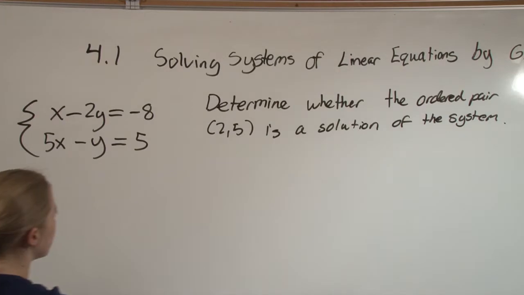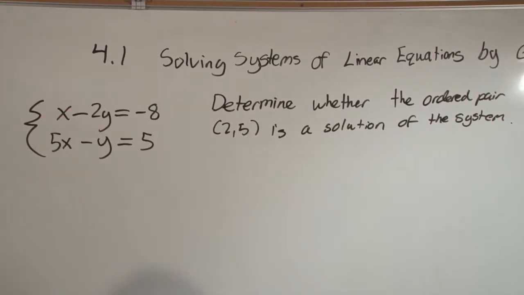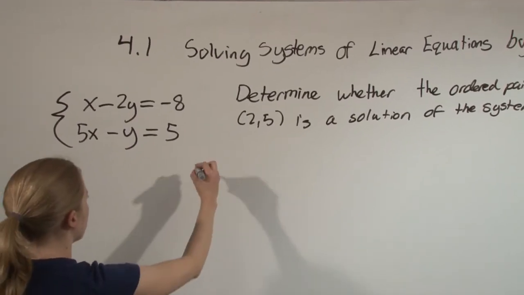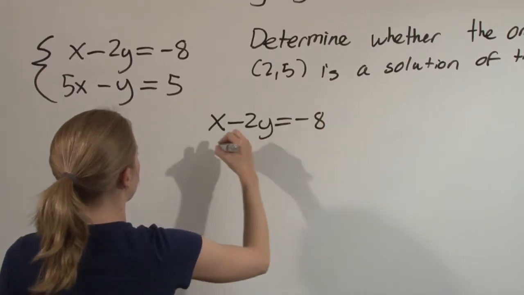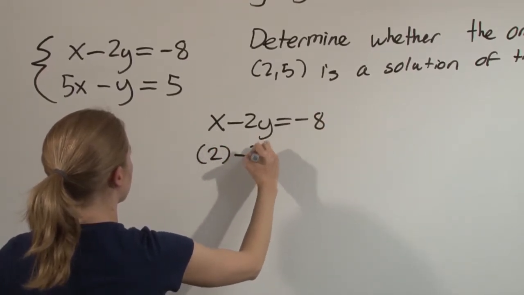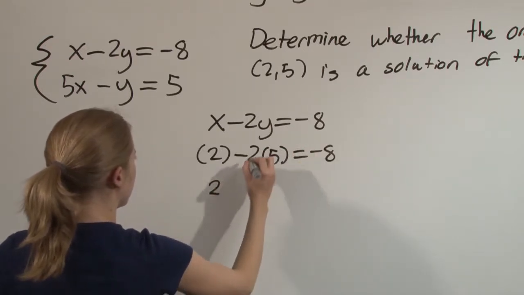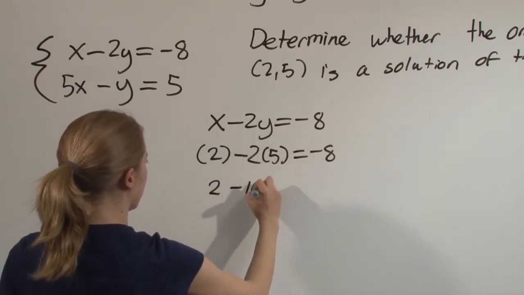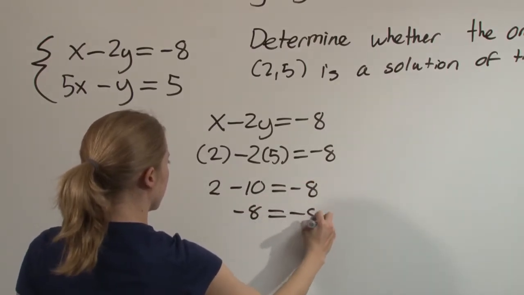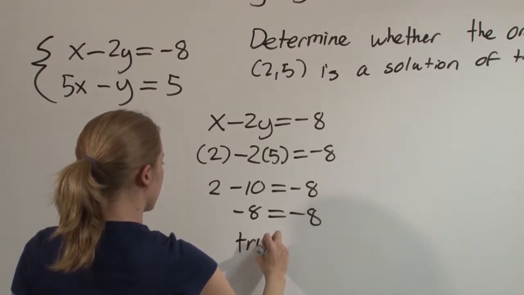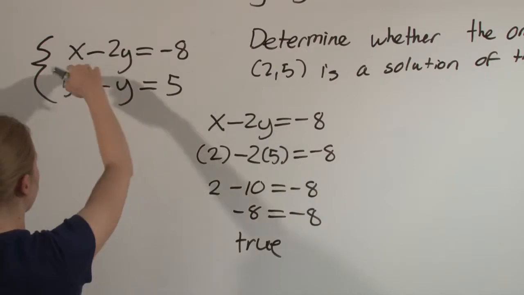So what I'm going to do is take these 2 points and substitute them in for x and y in both equations. So I'll take that first equation and I'll substitute the 2 for x and the 5 for y. And then I get 2 minus 2 times 5, which is 10, so 2 minus 10 equals -8. So this is a true statement. So that ordered pair is a solution of at least this equation.